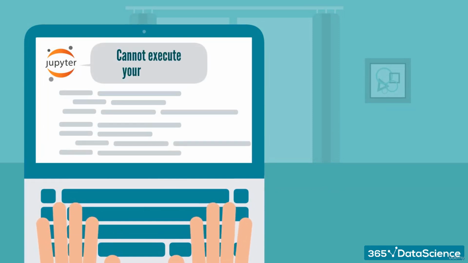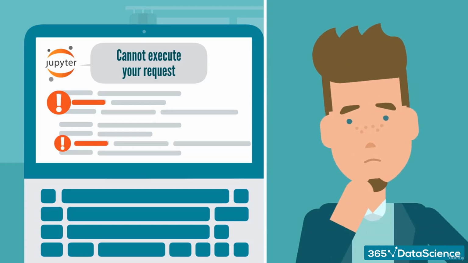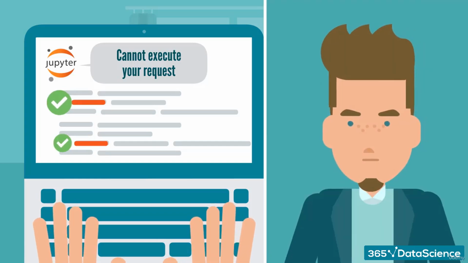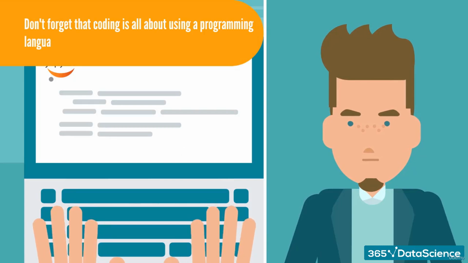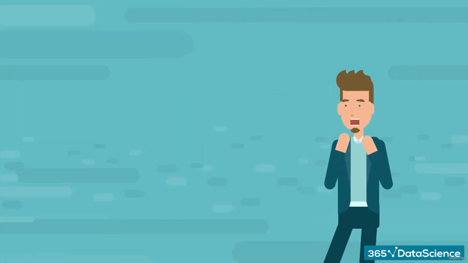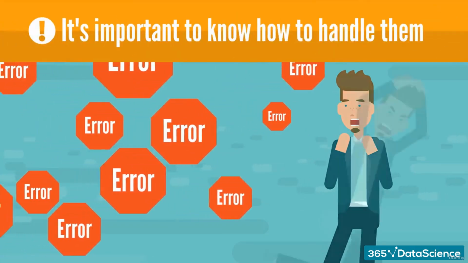or request at a specific moment. It is amazing how accurate and precise it can be in its suggestions. But don't be surprised. Sometimes the obtained error messages won't be very clear to us, the programmers. Therefore, it will be our job to understand the messages and decide on how to solve the given problem. Then, don't forget that coding is all about using a programming language to solve certain analytical tasks. So, every programmer has encountered countless error messages on their way. What is important is to know how to handle them.